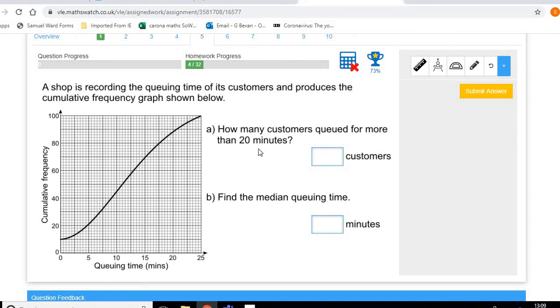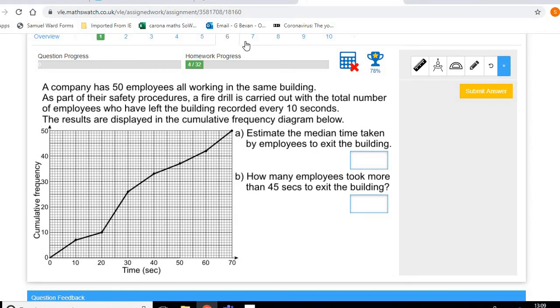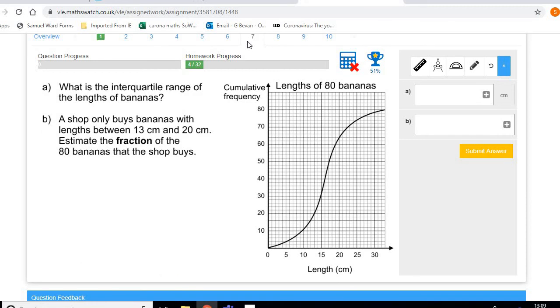So median is halfway. How many customers queued for more than 20 minutes? Again, you go up from 20, across to the y-axis, and remember that this tells you how many queued for less. So you'd have to take it away from 100 to work out how many queued for more than 20 minutes. Okay, so again, just a reminder of the interquartile range. You draw a line a quarter of the way through the frequency to get the lower quartile, 3/4 of the way through the frequency to get the upper quartile, and then take that one away from the other.